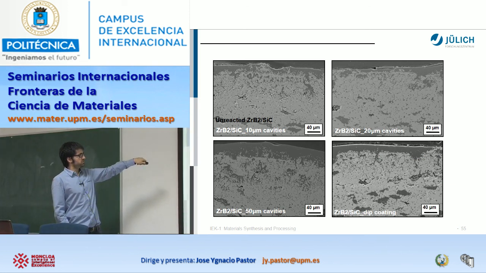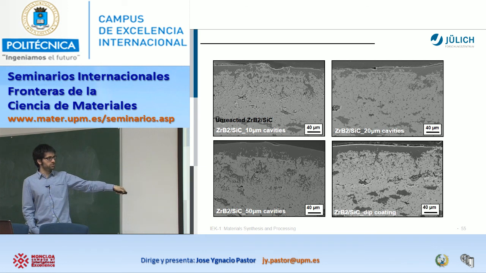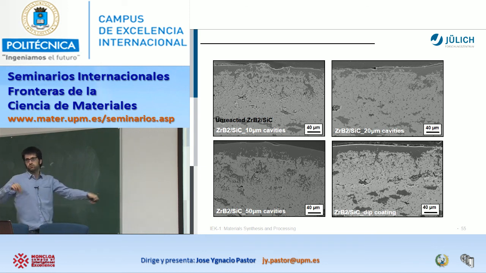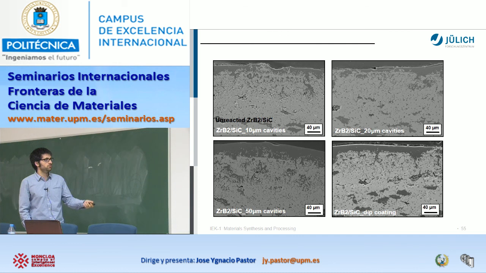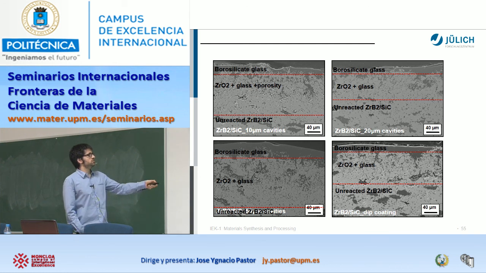Here is with 10 microns of cavity, 20 microns of cavity, 50 microns of cavity. I forgot to mention, just to compare, we did dip coatings in case, for comparison, we need to see whether this laser treatment is really needed, or it can be done just by dip coating. But okay, focus just on these three.